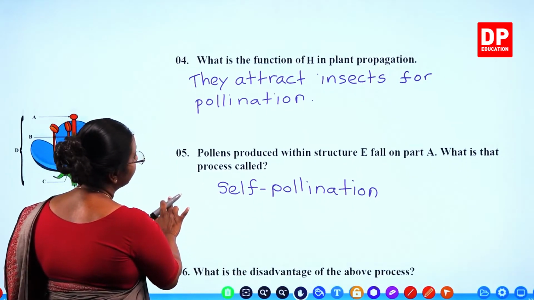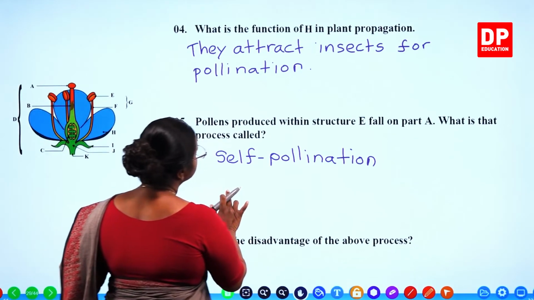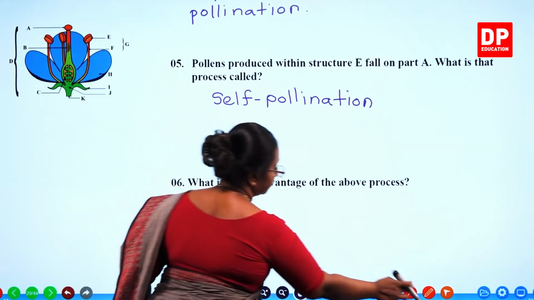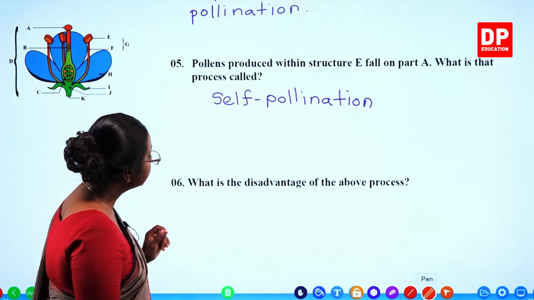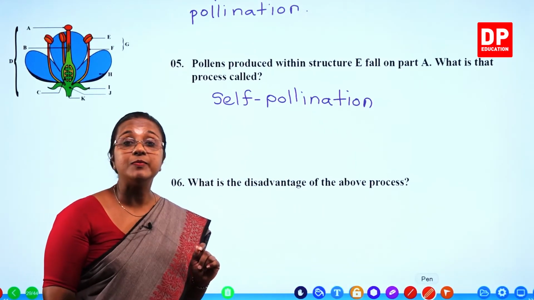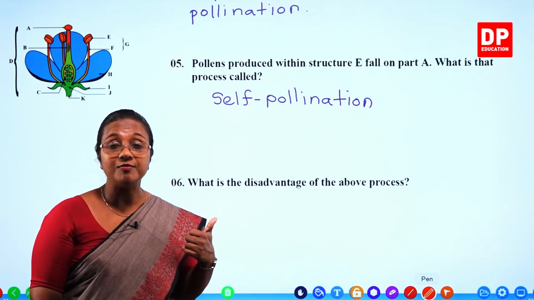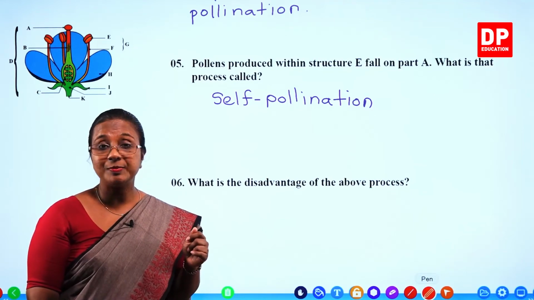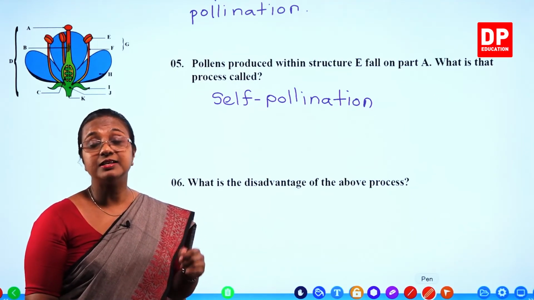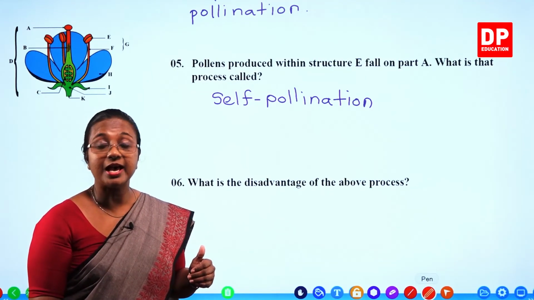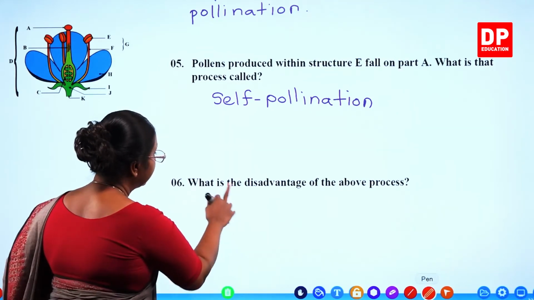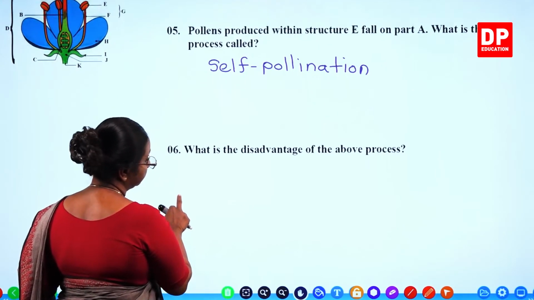We have another question here. What is the disadvantage of the above process? What is the disadvantage? Here there is only one flower. So there is no possibility of mixing of characters. Therefore, new species cannot be produced. That is the disadvantage.